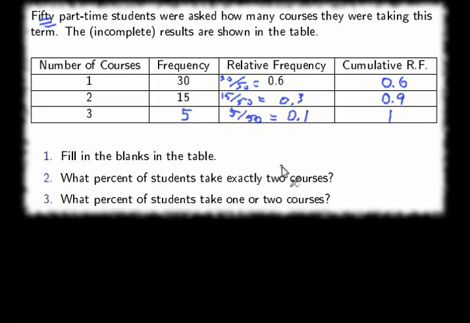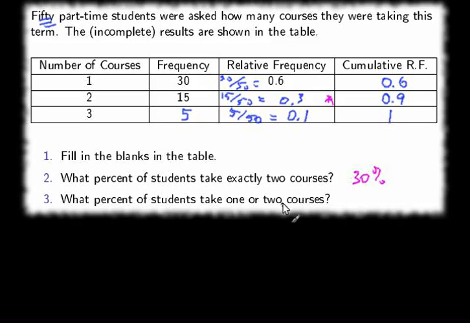Number 2, what percent of students take exactly 2 courses? Well, this question can be answered directly by looking at the second column, the relative frequency. This box here tells exactly that. This is the relative frequency of people who said 2. So it's 0.3 as a proportion, but as a percentage, that's 30%.